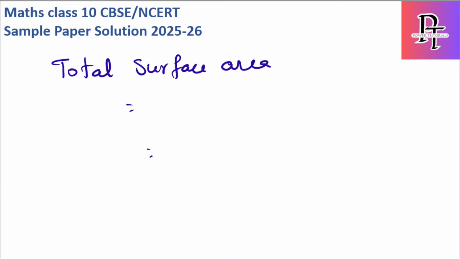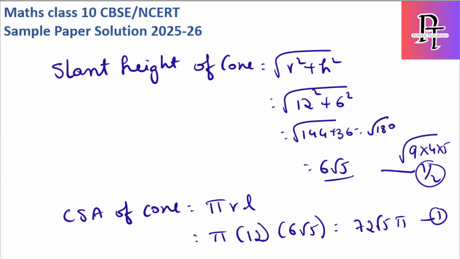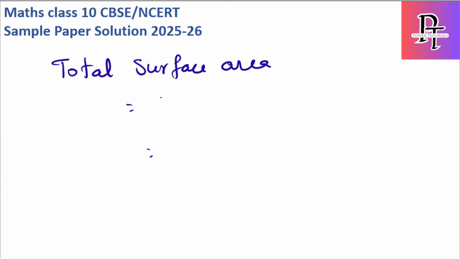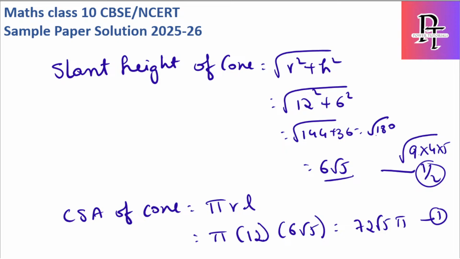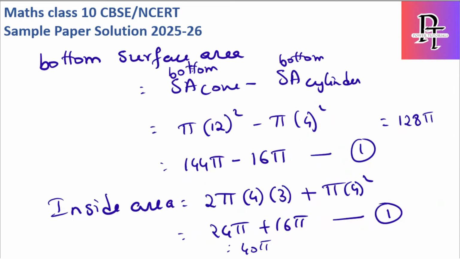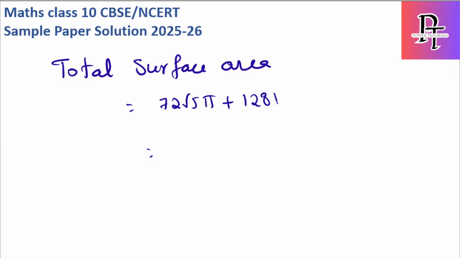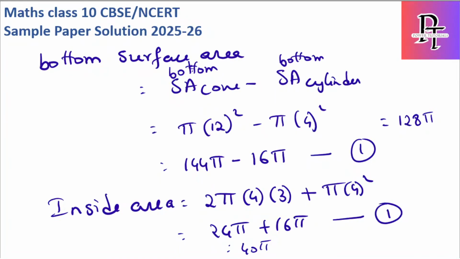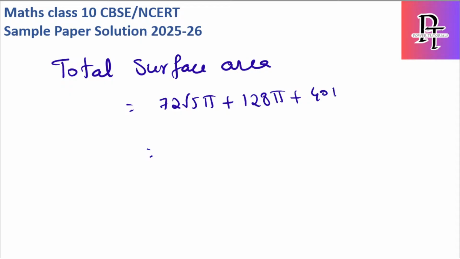Now let's write the total. 72 root 5 pi plus 128 pi plus 40 pi. So if I take pi as common, I will get 128 plus 40 is 168 plus 72 root 5. Okay, so in this way the total surface area has been found.